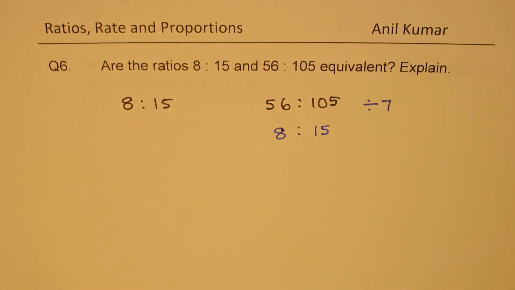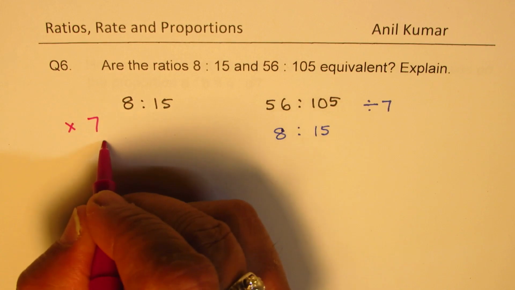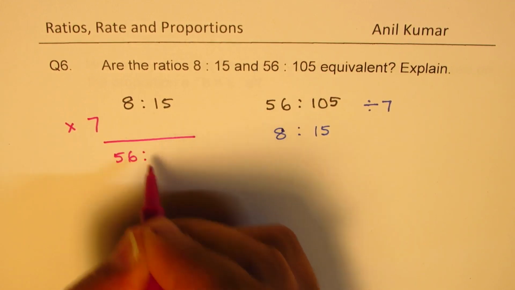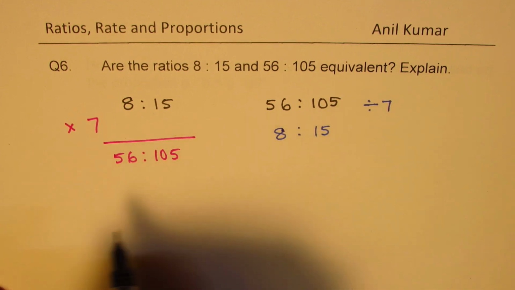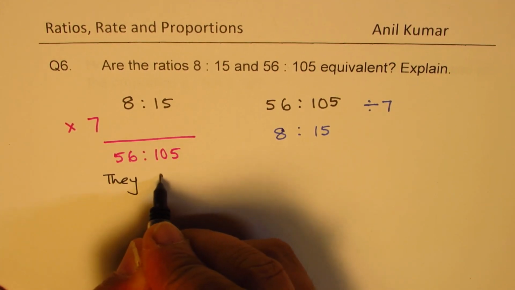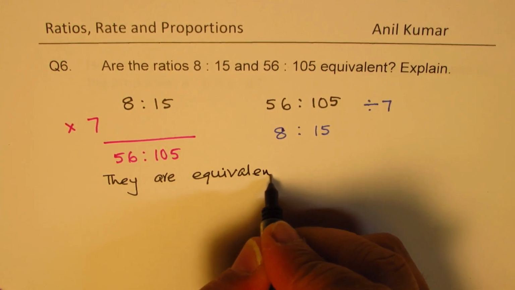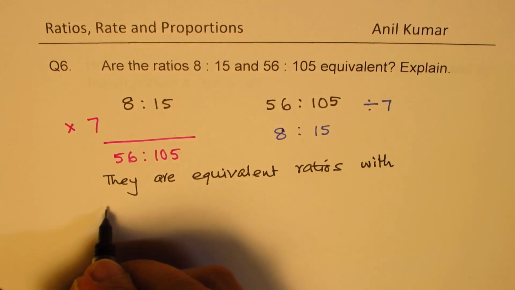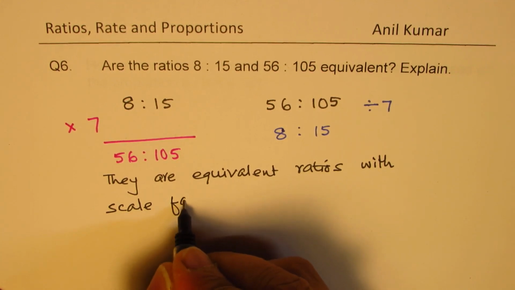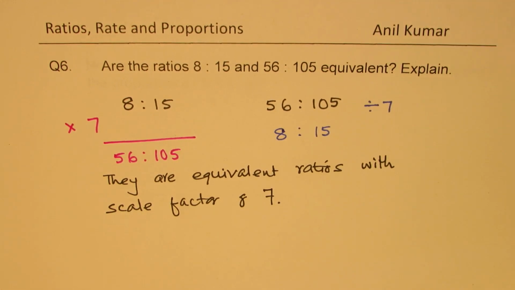You could do that, or you could multiply this one by 7, right? If you multiply this by 7, you get 56 is to 105, right? So either way, you would have done it. So you could say that they are equivalent ratios with scale factor of 7. Is it clear? So that is how you could answer this question.